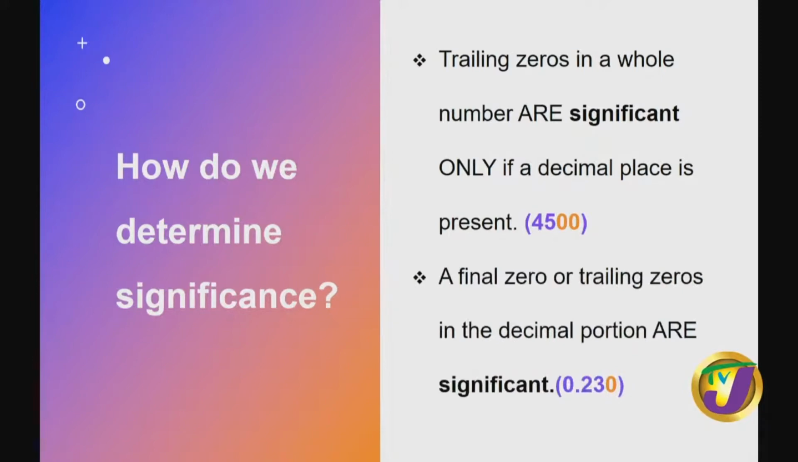And finally, a final zero or trailing zero in a decimal portion is significant. So let's take, for example, 0.230. The trailing zero here is significant because there's a decimal place, there are decimals present.